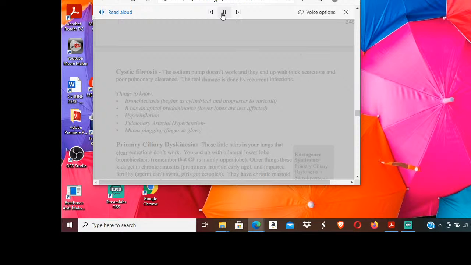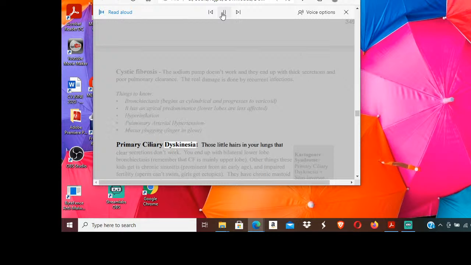349. Cystic fibrosis, the sodium pump doesn't work and they end up with thick secretions and poor pulmonary clearance. The real damage is done by recurrent infections. Things to know: bronchiectasis begins as cylindrical and progresses to varicoid. It has an upper lobe predominance, lower lobes are less affected, hyperinflation, pulmonary arterial hypertension, mucus plugging, finger in glove.